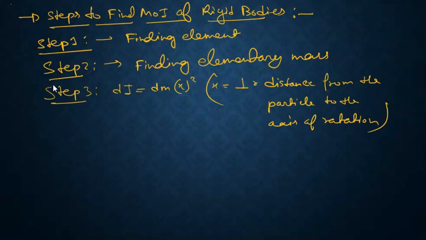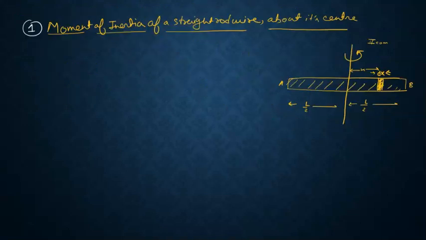These are the 3 steps which we will follow almost in all the cases of finding moment of inertia of rigid bodies. So in the next part of the video, we will find the moment of inertia of some important rigid bodies which I have told earlier. And first, we will find the moment of inertia of a straight rod wire about its center.